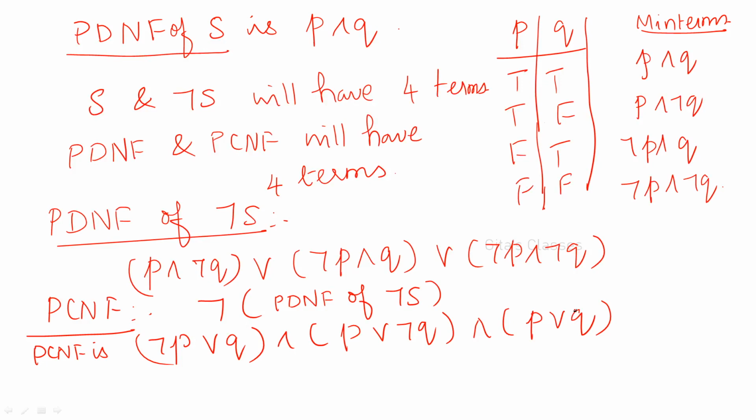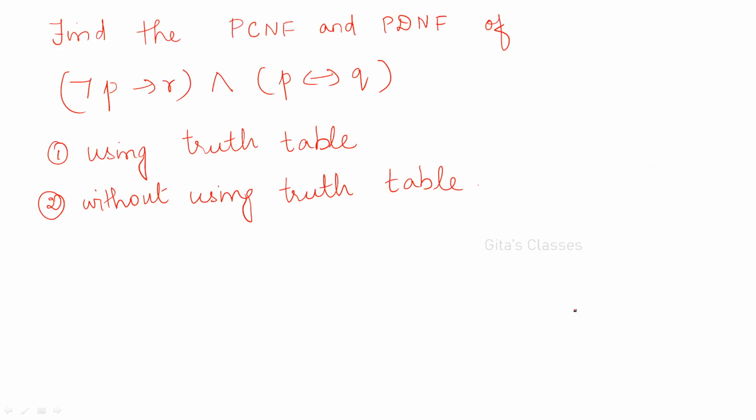So using the table you can find out, or without using the truth table also, you can find out using the formula. Please remember, if you find the PDNF of a given formula and write the min terms, the remaining min terms will be the PDNF of negation of S. And you take the negation of this PDNF of negation of S, you will get PCNF. Similarly, if you have PCNF, you can form the PCNF of negation of S from the remaining terms. Then again, if you take negation, you will get PDNF. That is the relationship between them.